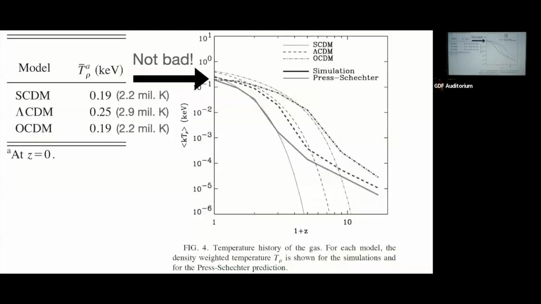And this is our prediction. At that time, we had to explore open CDM, without CDM, standard CDM, right? And if you look at the number at redshift 0, it's 2 million degrees. It's not bad. Yeah? So yeah, I'm very satisfied. Okay, thank you very much.